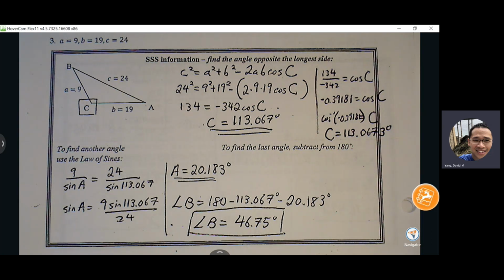Wait, how many? 340, that's what it is. But I'm getting 432. 9 squared can't be 19. Not that part. 2 times 9 times 24. 9 times 24 is 432. Are you in degree mode? What is it?